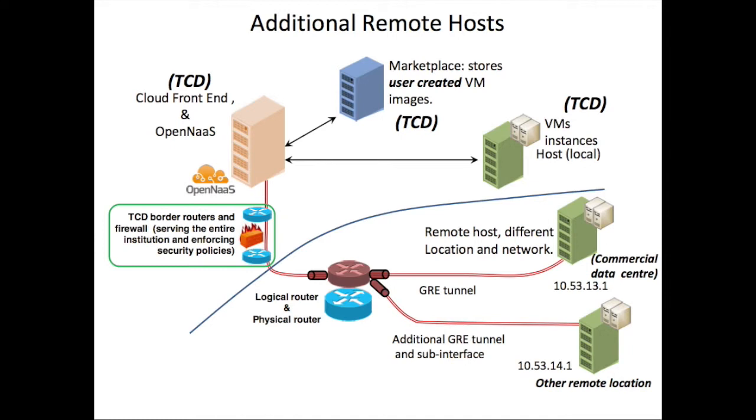Adding further remote hosts can be done by creating additional subinterfaces on the logical router, and then creating another GRE tunnel from that subinterface to the new host or machine. The part of the network between the cloud front end and the logical router remains unchanged. This configuration was tested using a VM in HEANet and worked successfully.